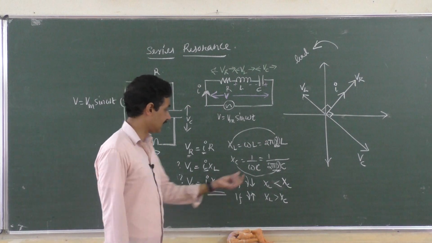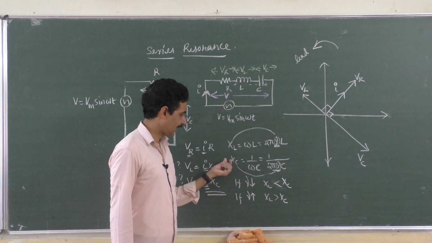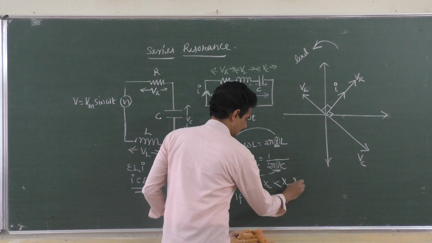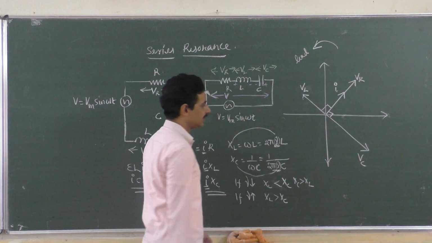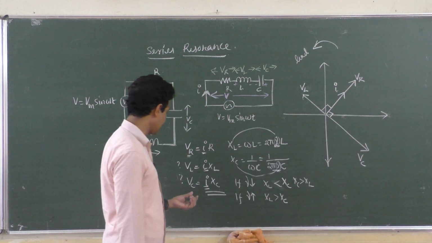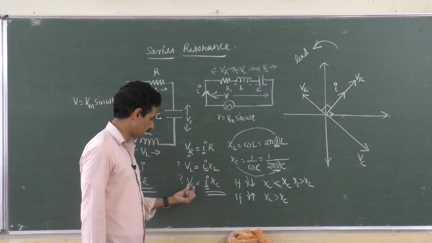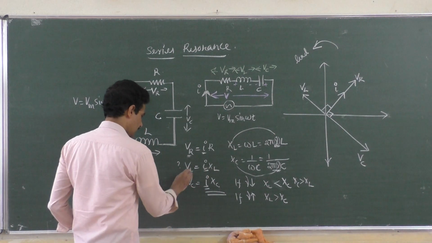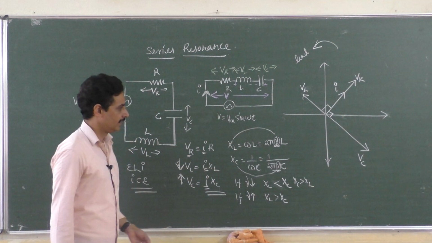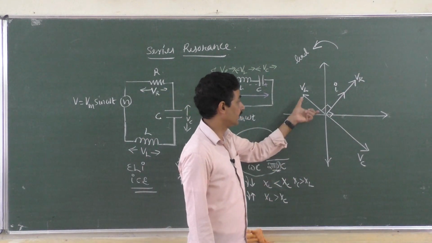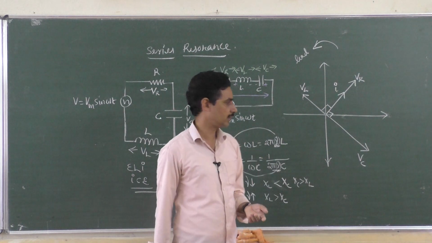When the frequency is less, XC is more, right? XL is less, so XC is greater than XL. Now this diagram holds good. If capacitive reactance is more and inductive reactance is less, then the voltage across capacitor will be more and voltage across inductor will be less. Then for VC we have to have a longer arrow to represent the phasor, and for VL we should have a shorter arrow to represent the phasor.